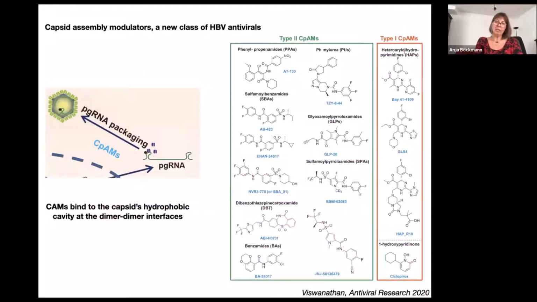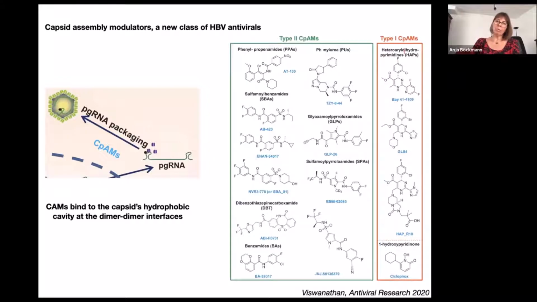You can see here the structures. There are actually two types of these assembly modulators. They're all small molecules. They are mostly hydrophobic because they interact in the hydrophobic cavity, which is located at the interdimer interface of the capsid proteins, which I will show you later. And so this interferes with this packaging step.